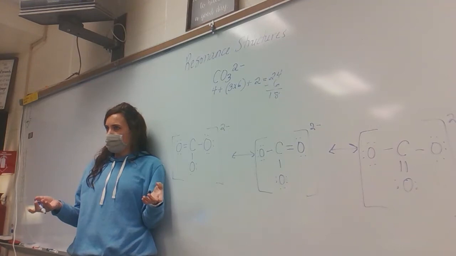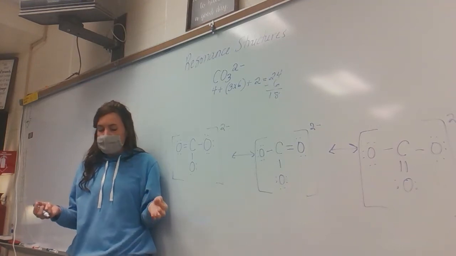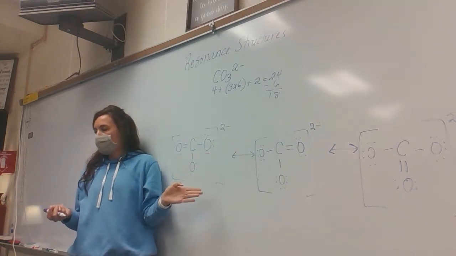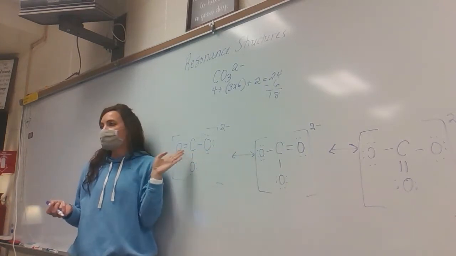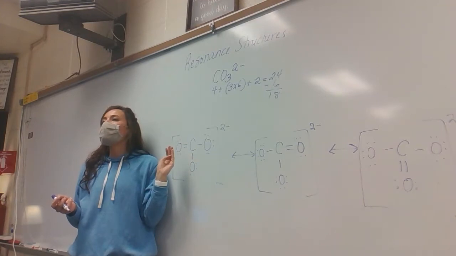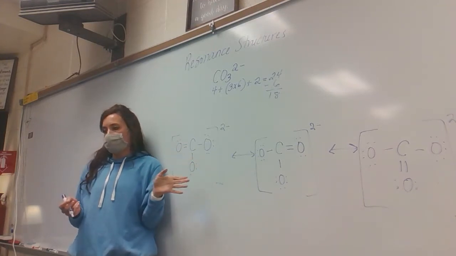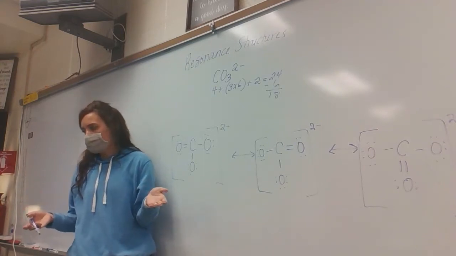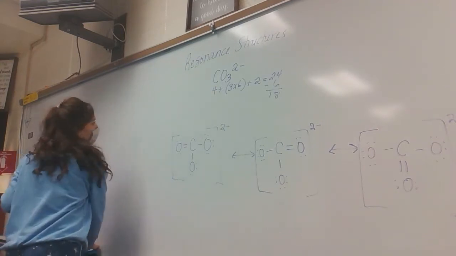Does this make sense to you? Okay, so in this case, you have to draw all three because all three of them exist at the same time. But there are other times where you draw the resonance structures and then you find out that one of them is better than the others. And the way you do that is something called formal charge.